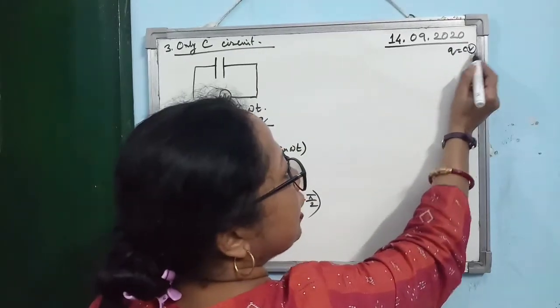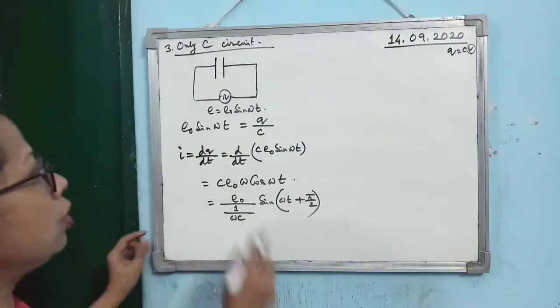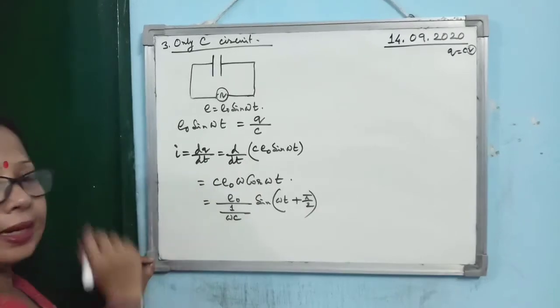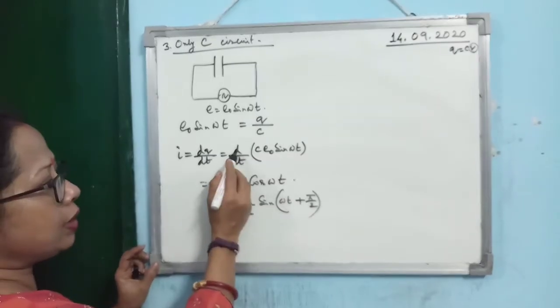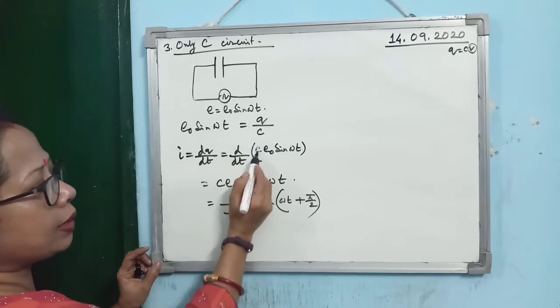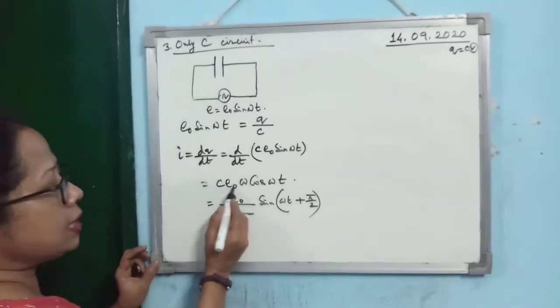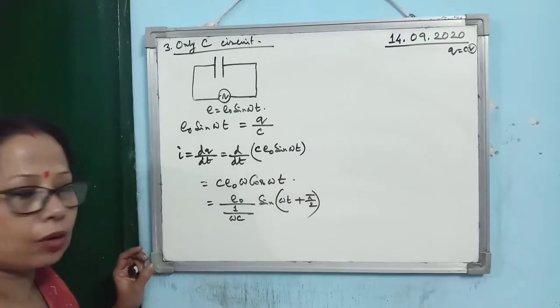So what is the potential drop across the capacitance? It is given by Q by C. So E0 sin omega t is Q by C. Now, what is the current in the circuit? Current one can get from dq dt. So dq dt means d by dt of Q, which here is C E0 sin omega t. So C E0, if you take outside the derivative, d by dt of sin omega t is how much?